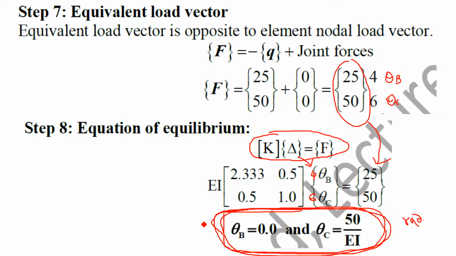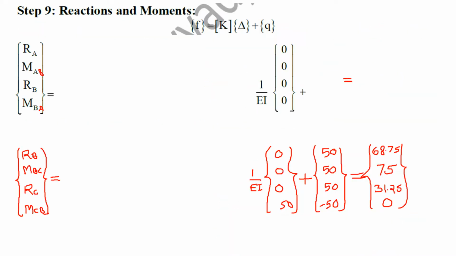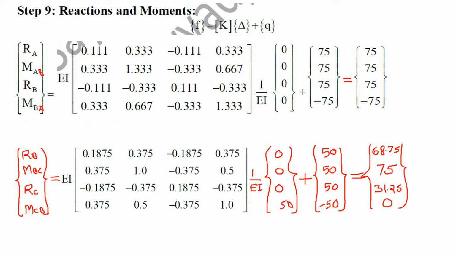So how to calculate reactions and moments? Reactions are required actually to find the shear force diagram. We are not interested in reactions here, but we'll see how to find reactions and moments. To find them, we have to consider the equation, capital F is equal to K into delta plus small q. This is the final equation which we have to consider.